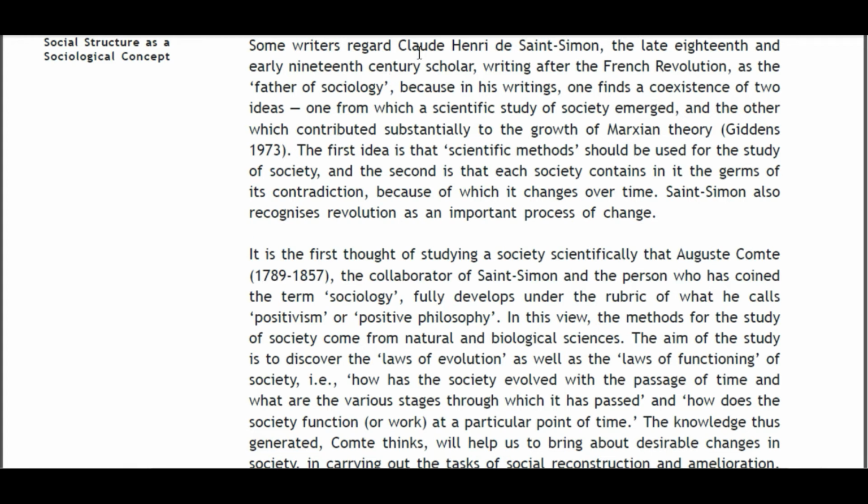Some writers regard Claude Henri de Saint-Simon, the late 18th and early 19th century scholar writing after the French Revolution, as the father of sociology, because in his writing one finds a coexistence of two ideas, one from which a scientific study of society emerged and the other which contributed substantially to the growth of Marxian theory. The first idea is that the scientific method should be used for the study of society, and the second is that each society contains within it the germs of its contradiction, because of which it changes over time. Saint-Simon also recognized revolution as an important process of change.